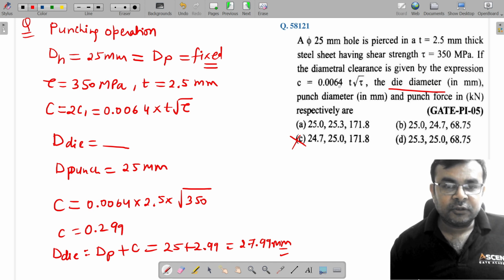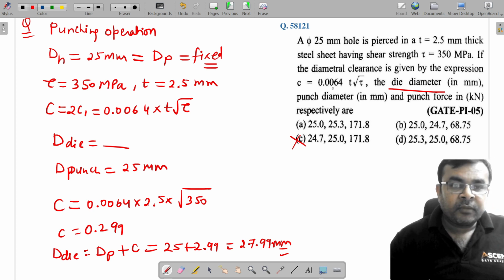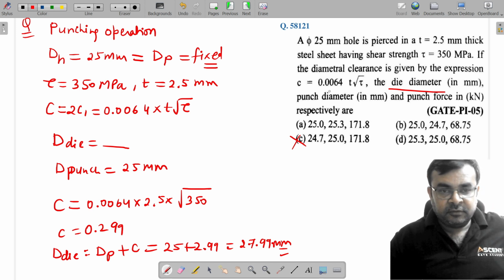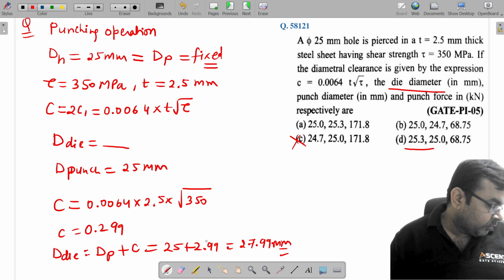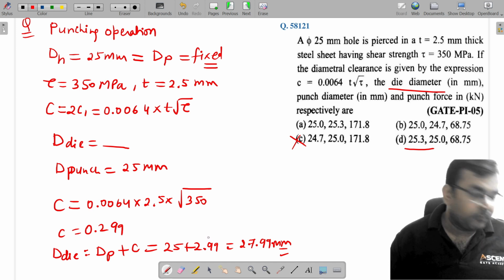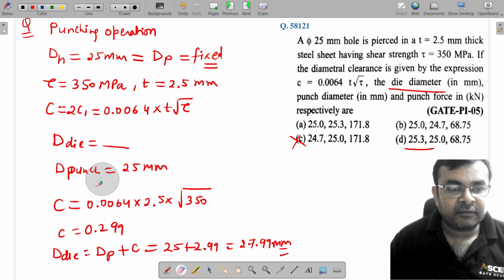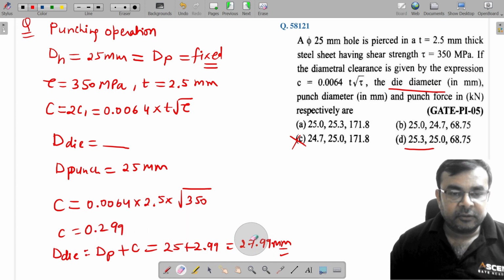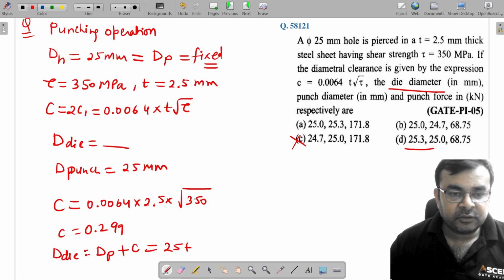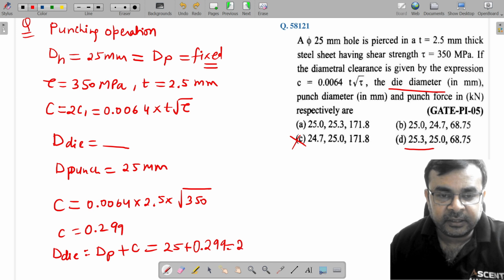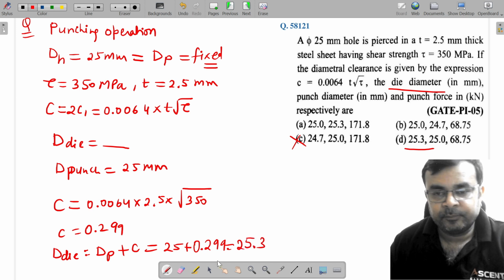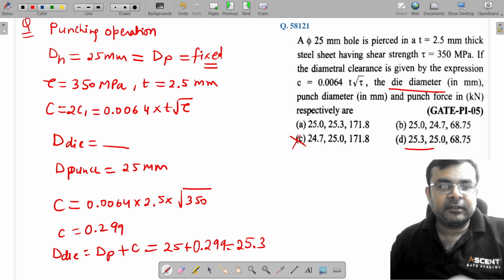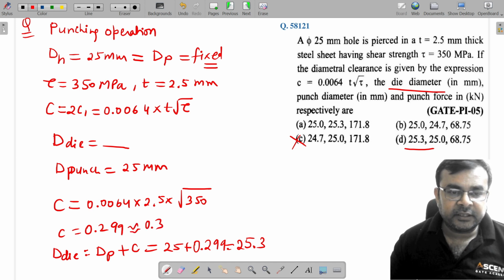Instead of writing 0.0064, I think we have 0.00064. Because 25.3 is the right one, but this is 27.99. So maybe we have some mistake in this question? Correct, because if I calculate this value, then here we get, okay, oh, this is my mistake. This is 25 plus 0.299. Now it is right. 25.299, or approximately we can say 25.3. Is that clear?